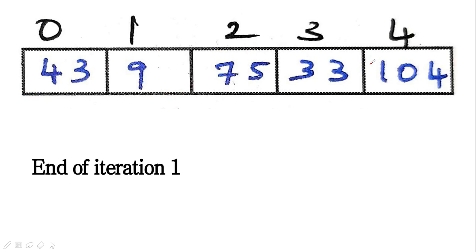Why do we call this bubble sort? At the end of the first iteration, the largest element will bubble up and come to the end. Actually 104 is the largest one in the entire collection. It will bubble up and come and sit here. You can see that 104 is done.